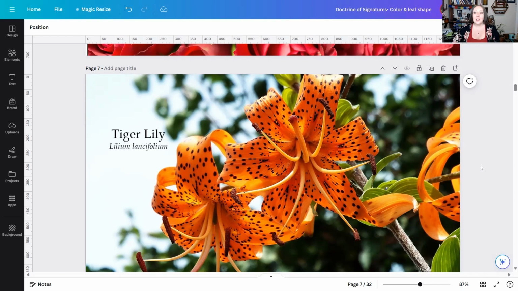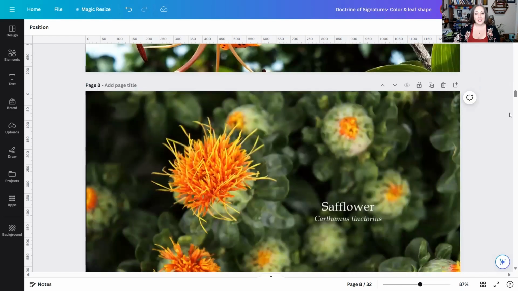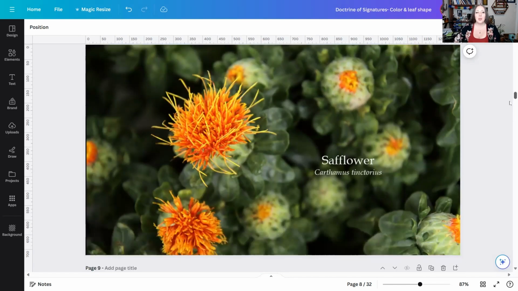So, our next color to talk about would be kind of an orange yellow color. So, the orange yellow signifies that this plant would target the liver and the gallbladder area. Safflower is our example here.